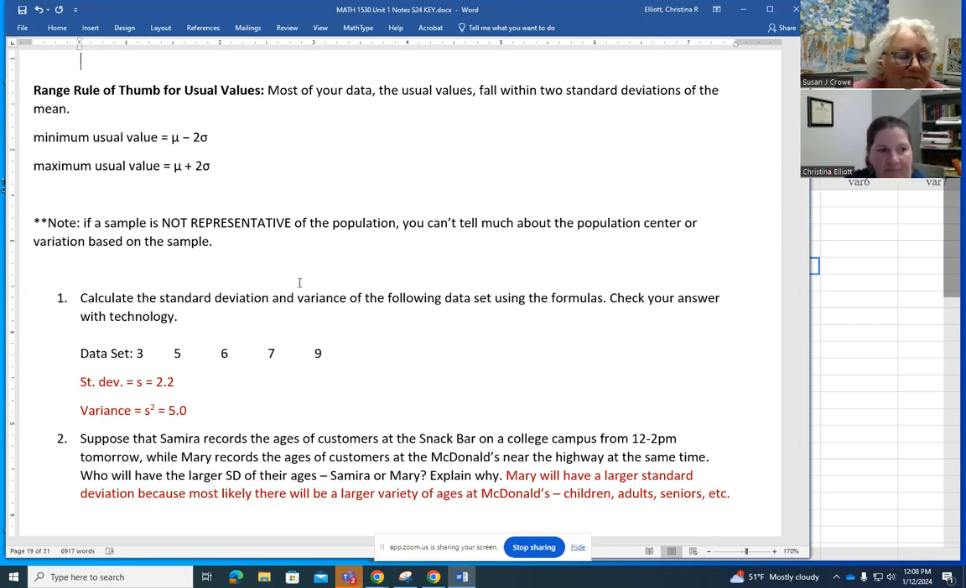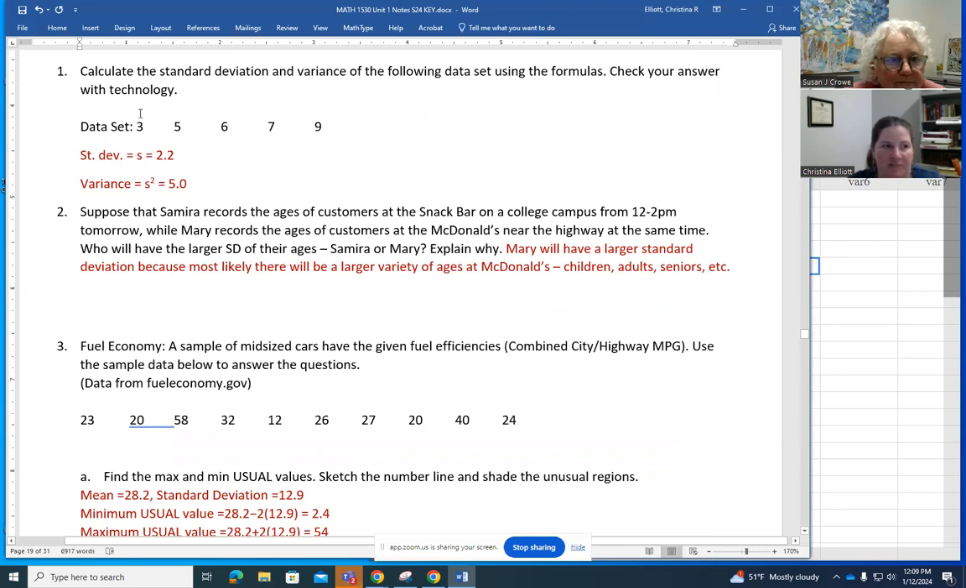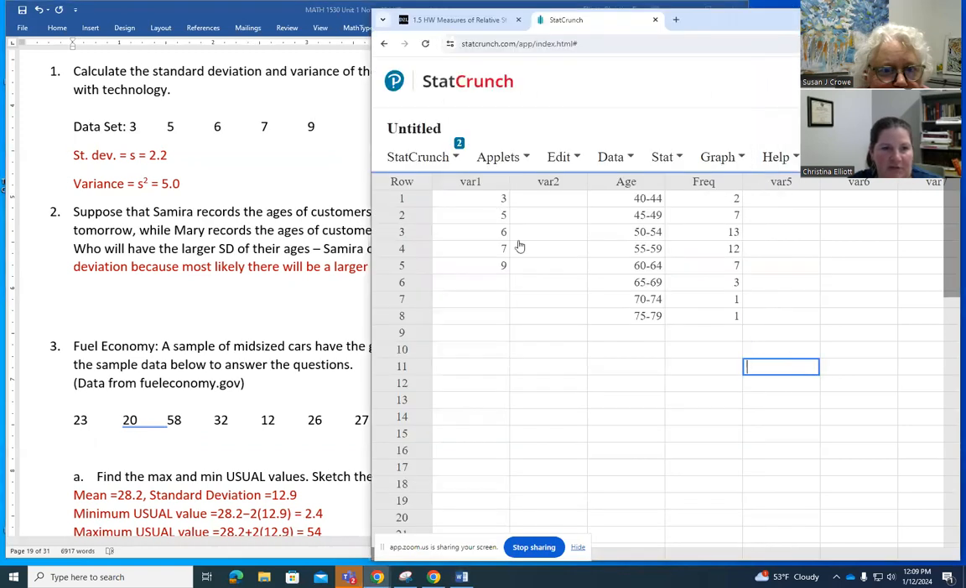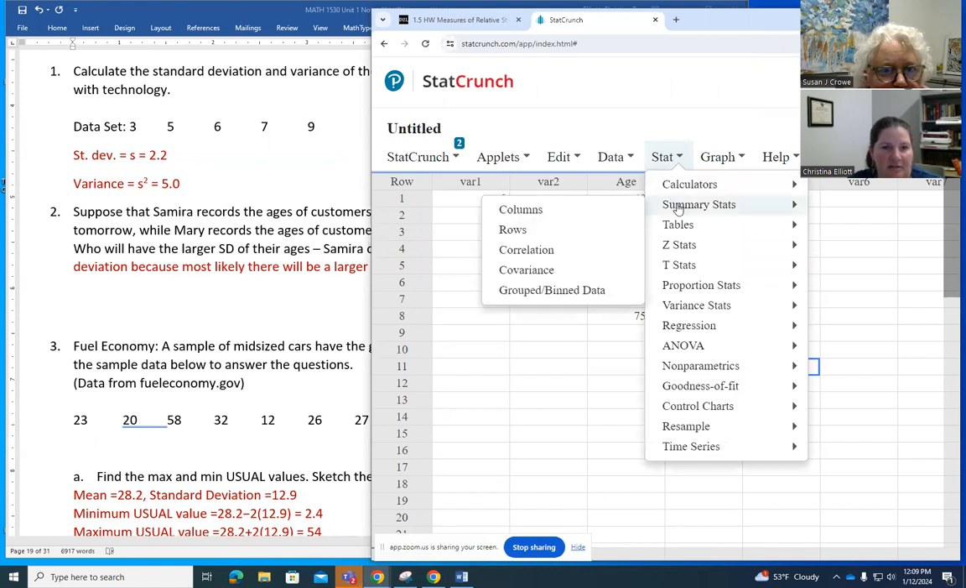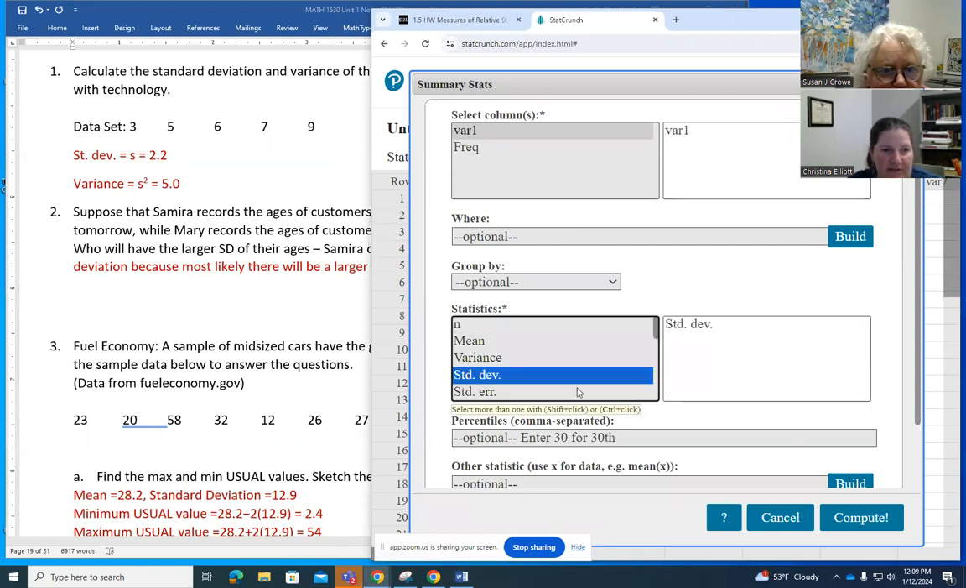Great. So let's look at some technology here just for finding the standard deviation, and I will also show you where you can find that unadjusted standard deviation. If I use this data set here, my data values are 3, 5, 6, 7, and 9. Over in StatCrunch, I've typed those values in. I'm going to go to Stat, Summary Stats, Columns, because it's for a list of data. That's actually in variable 1. And I'm just going to find the standard deviation and the variance.